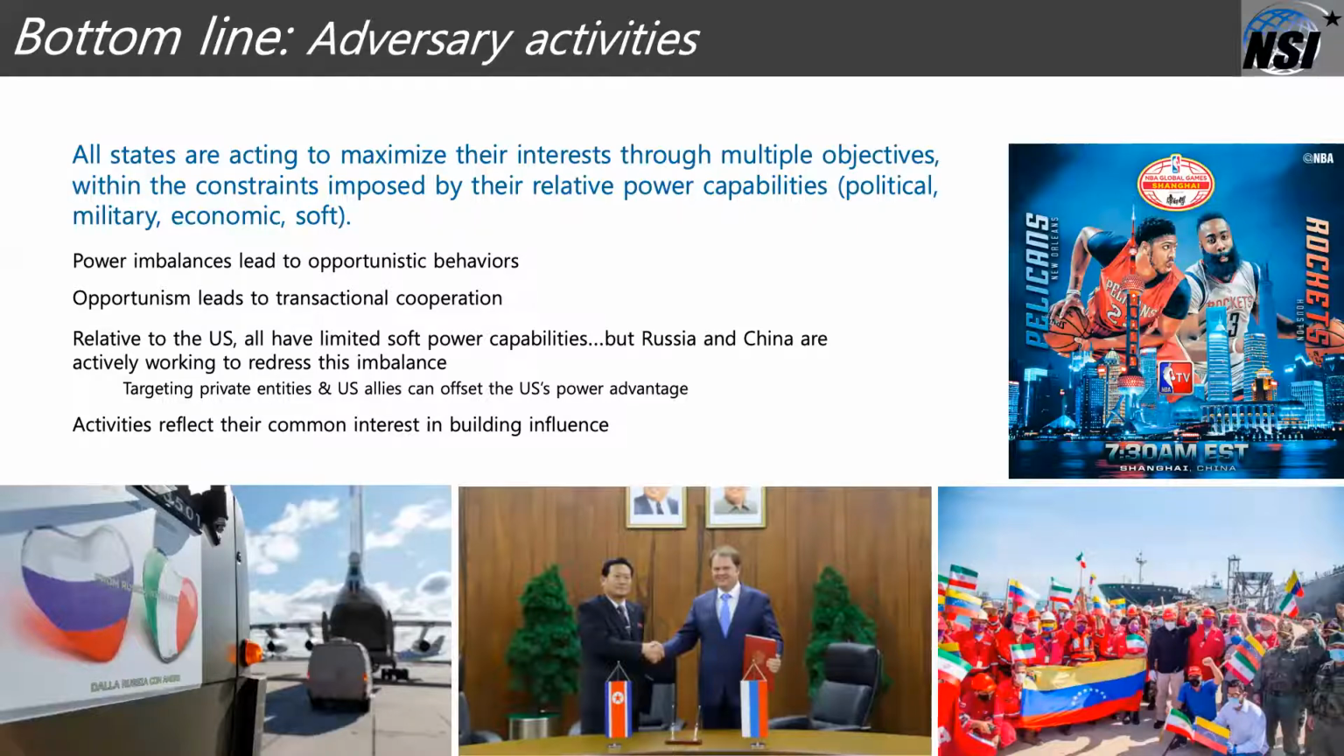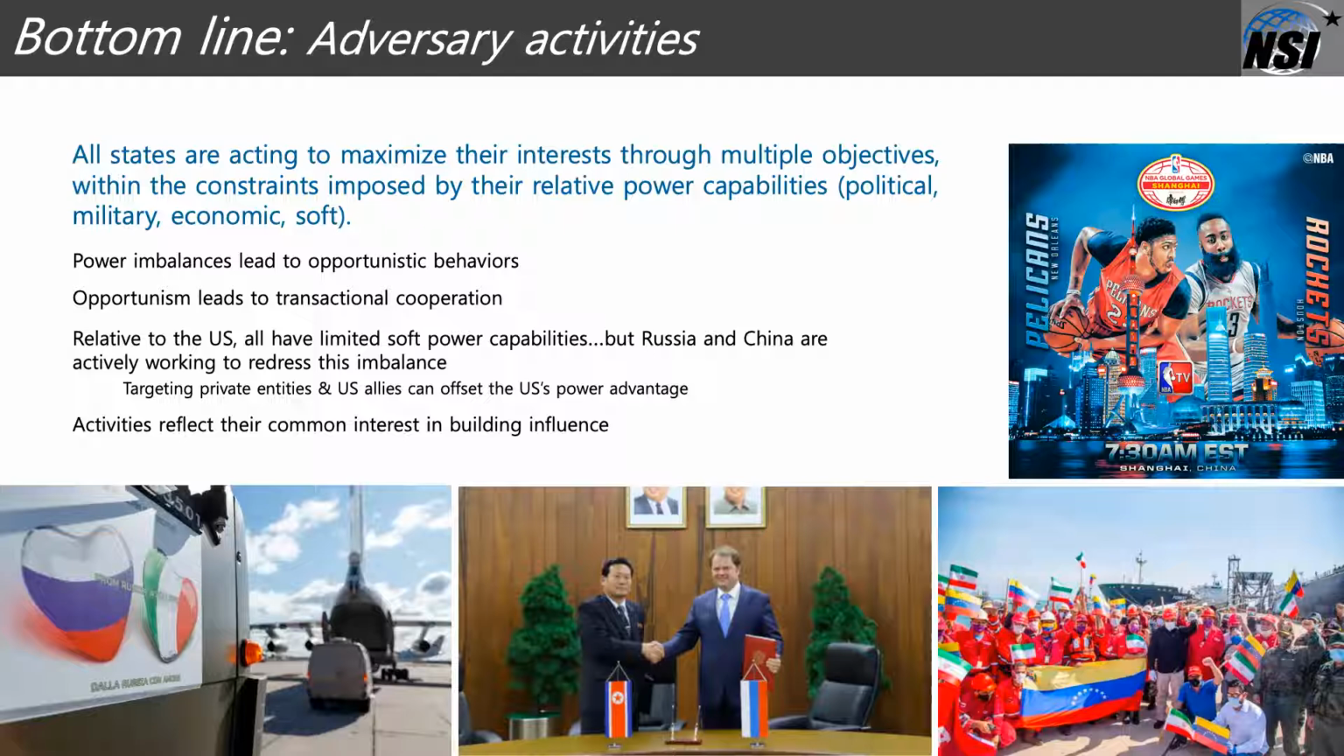Overall, the range of activities observed is consistent with the assessment that all states are acting to maximize their interests through multiple objectives within the constraints imposed by their relative power capabilities, be these political, military, economic, or soft power. Not surprisingly, this means we find the narrowest range of activities being pursued by DPRK and China engaging in the widest range of economic activities. What's perhaps less expected, however, is how diverse Iran's political activities were, despite US and Western attempts to isolate Tehran.